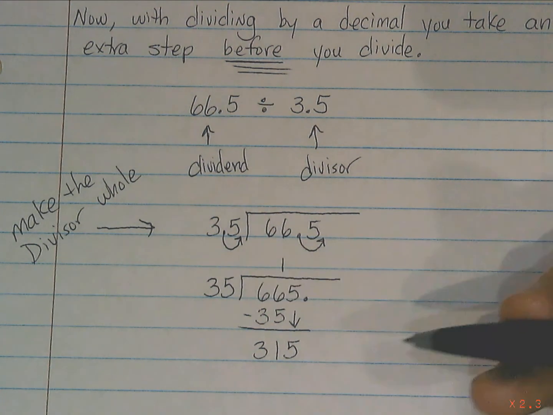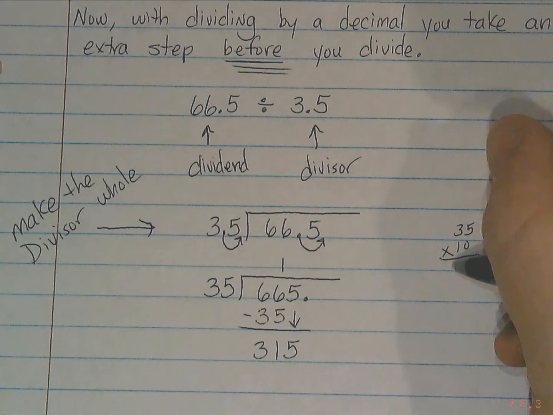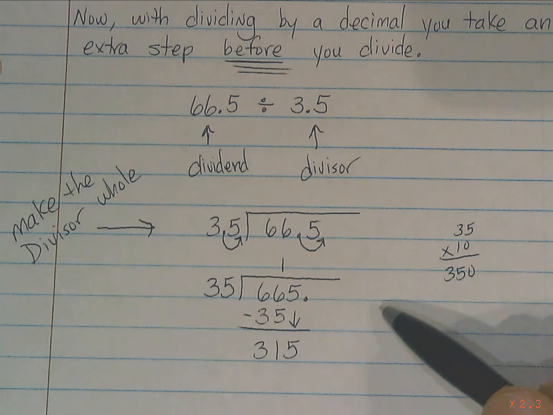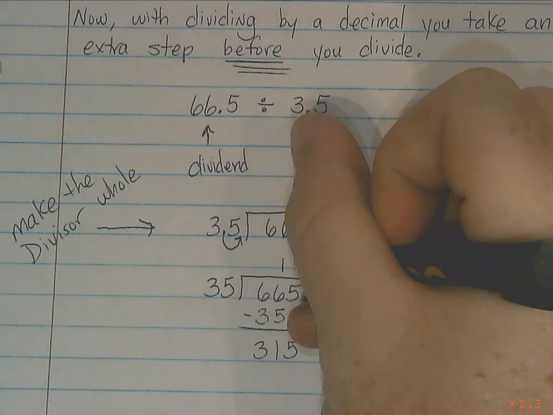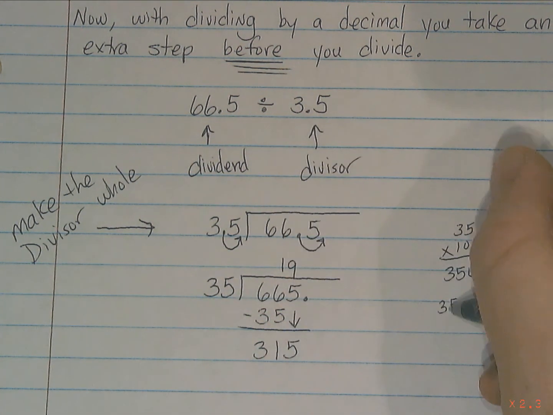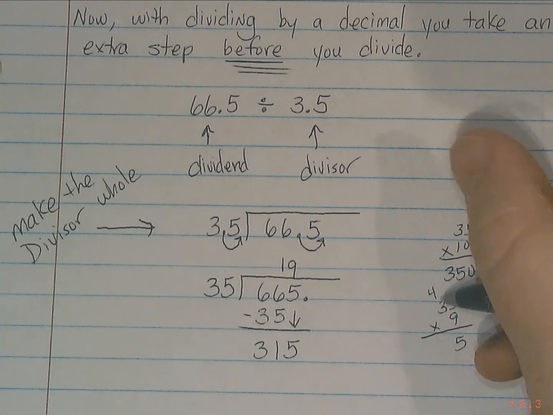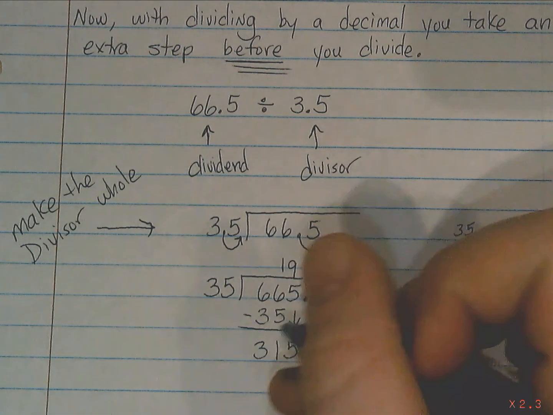I know that 10 times 35 is going to give us 350. And this is a little bit less than 350, right? So it could be 9, it could be 8. But since this is pretty close, I would probably pick 9. So let's try 9. 35 times 9, 45. This is 27. 27 plus 4 is 31. And lo and behold, it is our number.